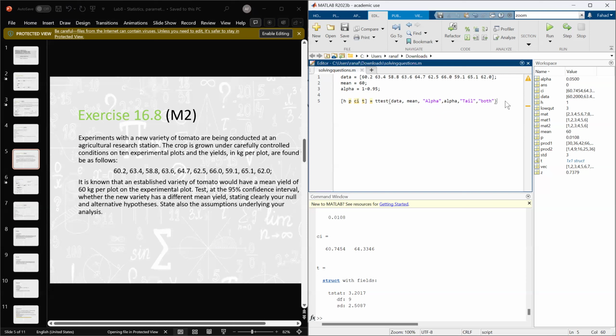Now for the critical value, finding the critical value for the t-test is the same way as the z-test with one extra parameter. So you do critical value equals, instead of NORM.INV, you use T.INV. And the alpha, you give it the same way. If it's both tails, you have to give alpha divided by 2, and 1 minus.